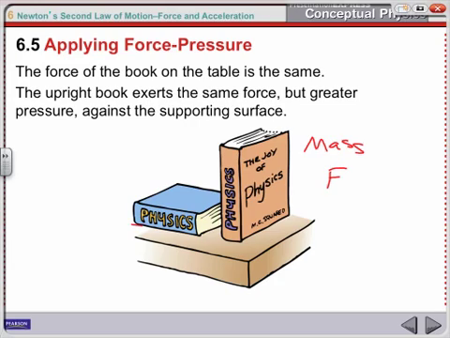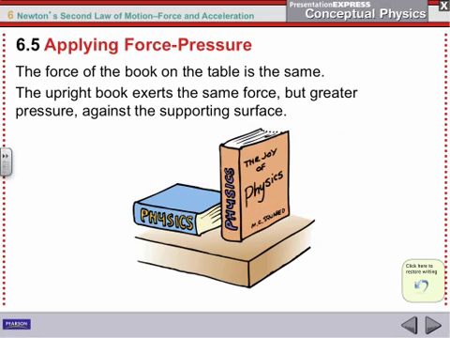But the one that's laying down, that force is spread out over that whole area. The other one is spread out in a smaller area. So the pressure on the one standing up is greater. We've got a lot greater pressure on that one than on the one that's laying down, because the area that it's applying it to is a lot smaller.